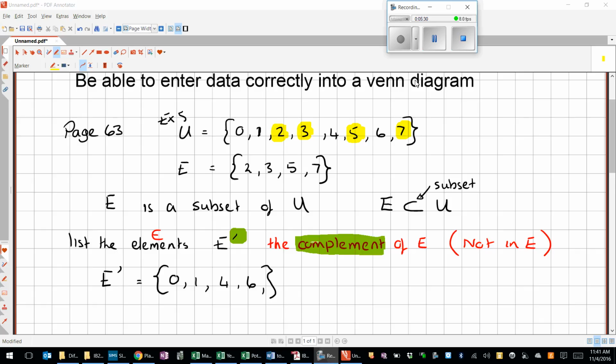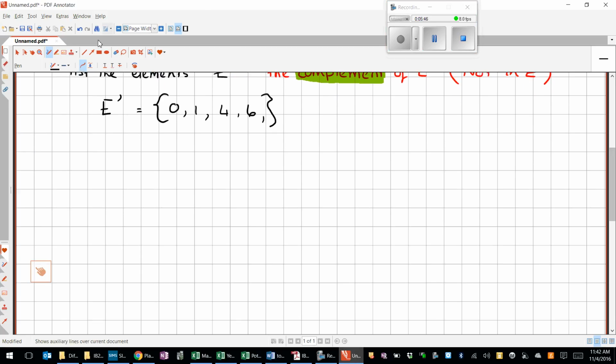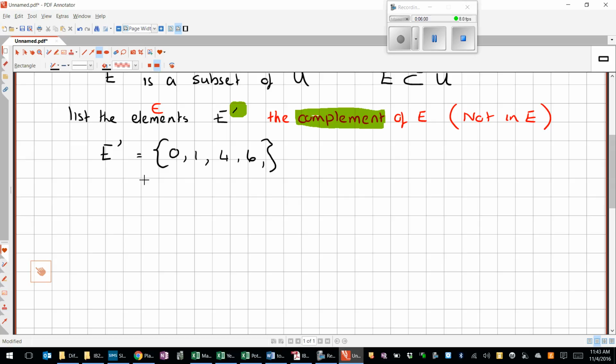Okay, it now says, illustrate E and the complement of E on a Venn diagram. So you'll be expected to be able to draw a Venn diagram of this. The first bit of a Venn diagram, hopefully we know now, is the rectangle. A Venn diagram has to have a rectangle. It doesn't need to be very big because that's U.